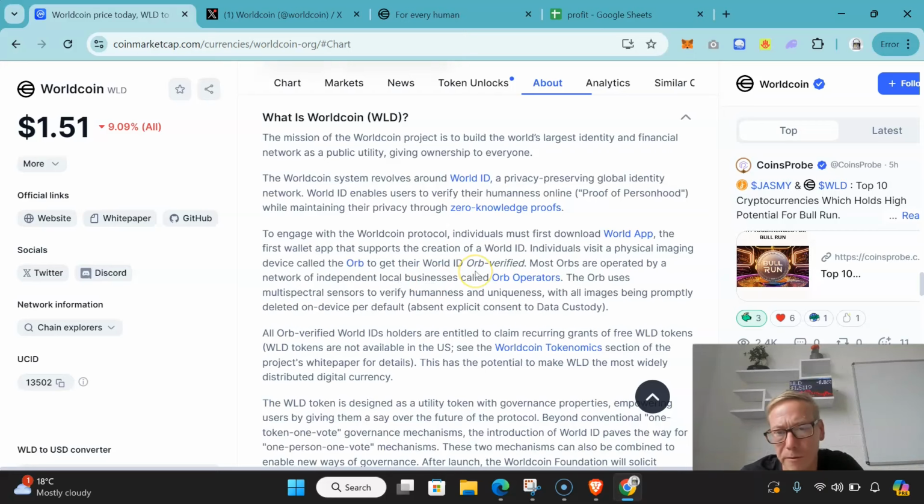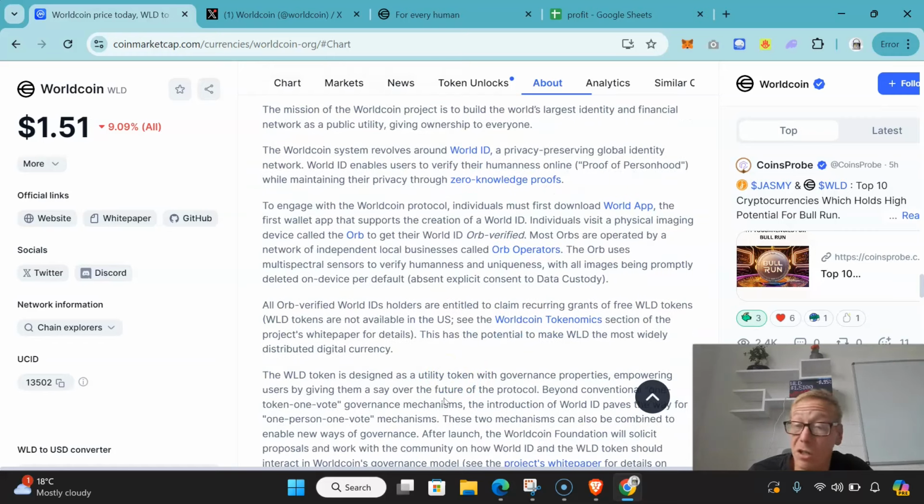To engage with the Worldcoin protocol, individuals had to download the World app, and then individuals would have to visit the physical imaging device called the orb, which scans your bloody iris. And with all images apparently promptly deleted on device by default, absent explicit consent to data custody. Who the hell would give a company data custody is beyond me, especially when it's your eye. But all Orb verified World ID holders were entitled to claim recurring grants of free World tokens. That is not available in the US, and it has the potential to make World the most widely distributed digital currency. And you can make the argument that it bloody is.